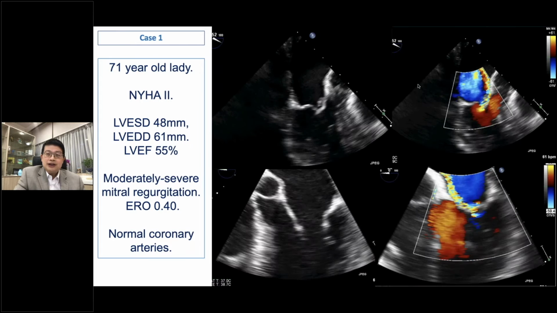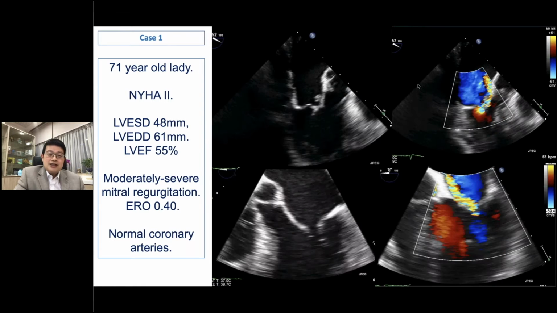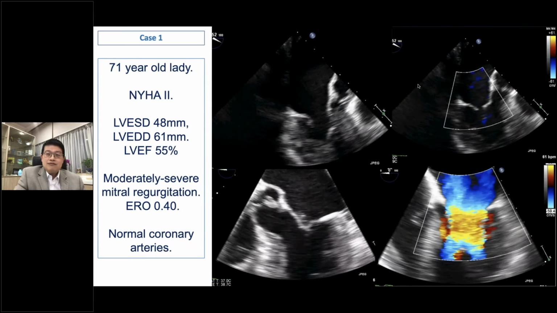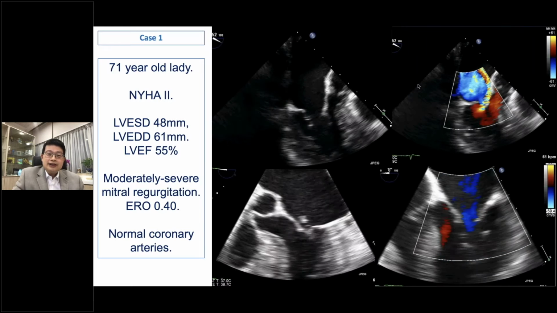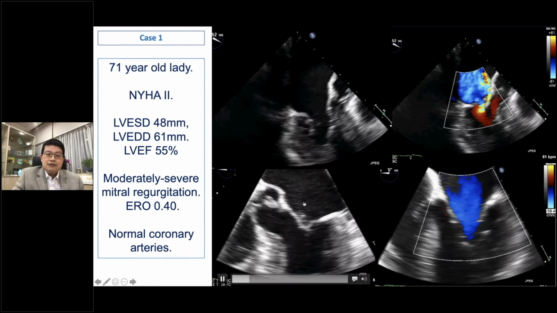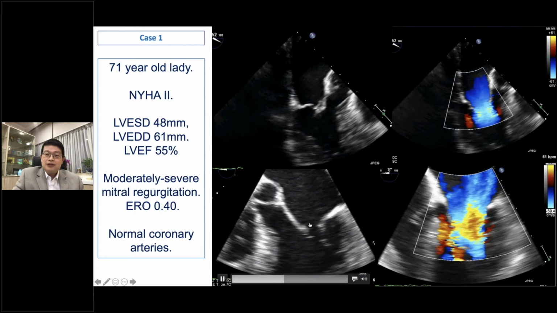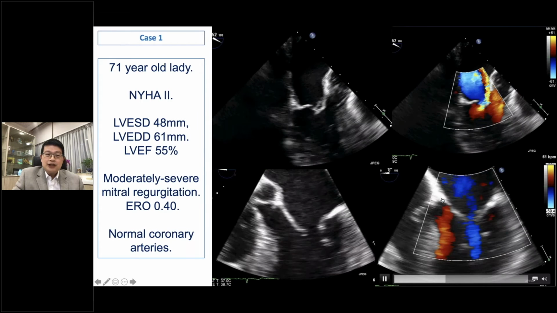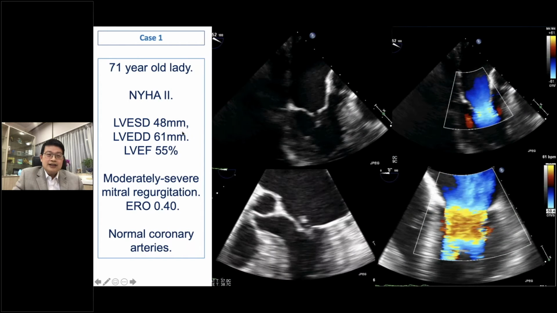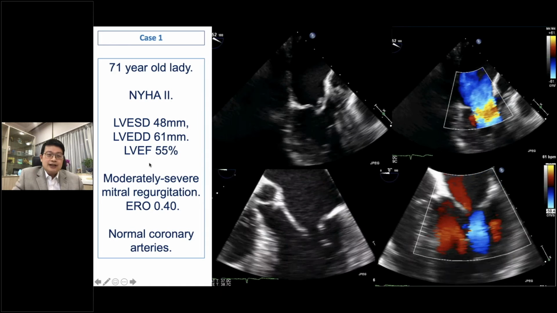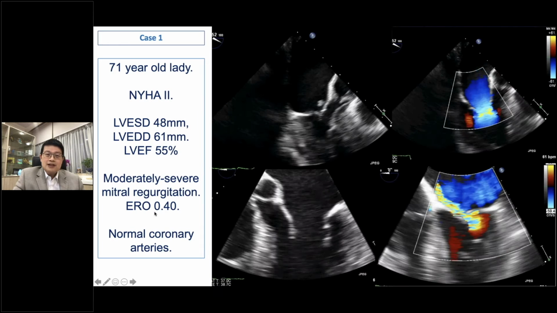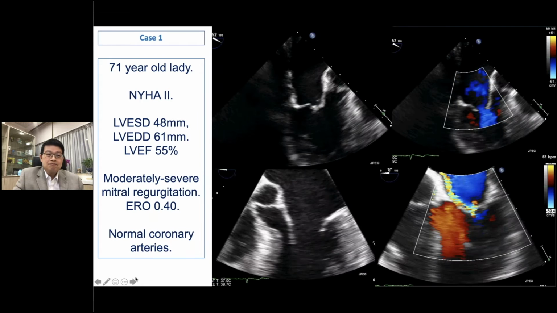So this is an example of a patient I treated some time ago. She's 71 years old and she had been previously fit and well, and then suddenly she felt short of breath. She couldn't go shopping anymore, and this is what we found on echocardiography. You can see these are the 2 leaflets, and there is a ruptured cord, which you can see there, with the resulting prolapse of the posterior leaflet, and then there is significant mitral regurgitation. Her left ventricle had dilated mildly, and the ejection fraction had gone down a bit. The regurgitation was graded as moderately severe with an ERO of 0.4. The coronary arteries were normal.